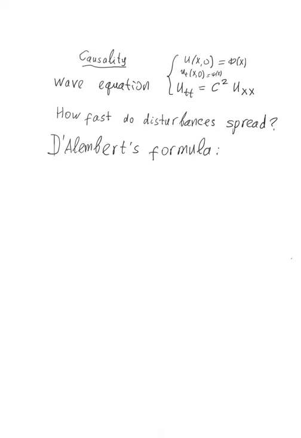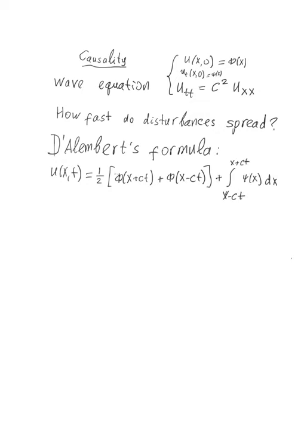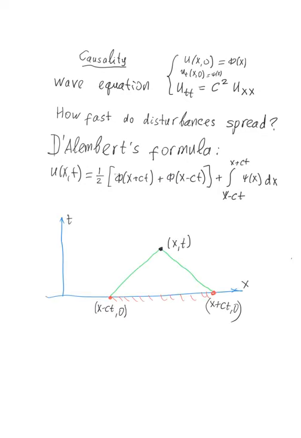Recall that the solution is given by the D'Alembert formula, which is the average of two copies of the initial shape, but moving in the opposite directions, plus the integral of the initial velocity on an interval centered at point x.